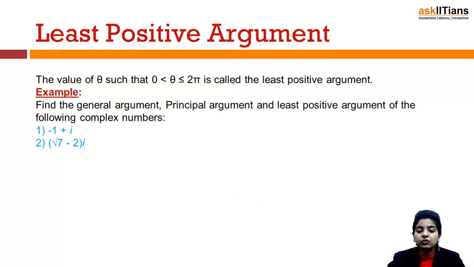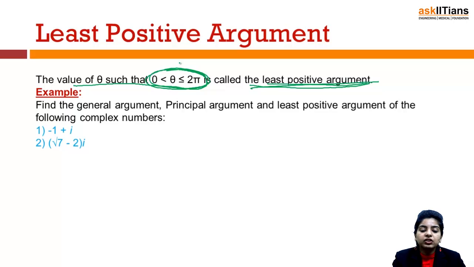Next is the least positive argument. The value of theta such that 0 is less than theta is less than or equal to 2 pi is called the least positive argument. So this is the third type of argument, that is the least positive argument. The value of theta which satisfies this condition, that it lies between 0 and 2 pi, will be termed the least positive argument. So we have some examples based on this, to find the general argument. Now you will get to know the difference between general argument, principal argument and least positive argument.